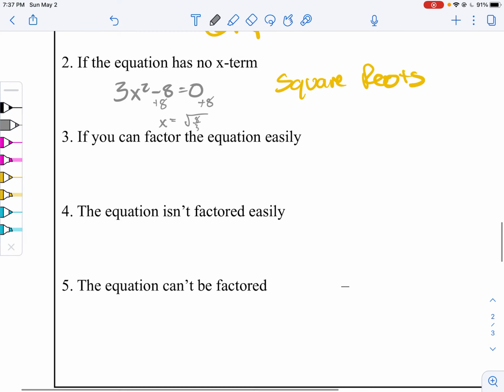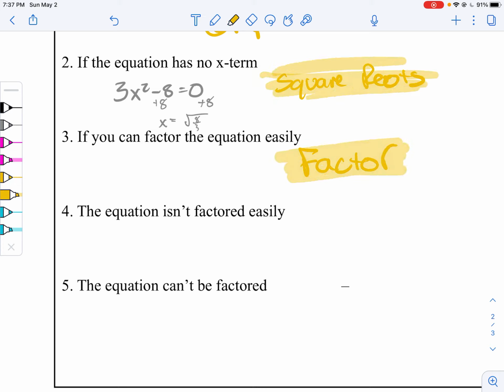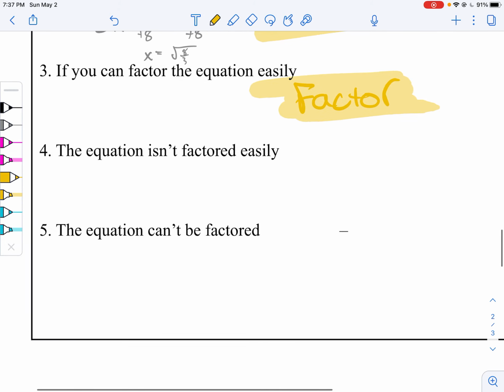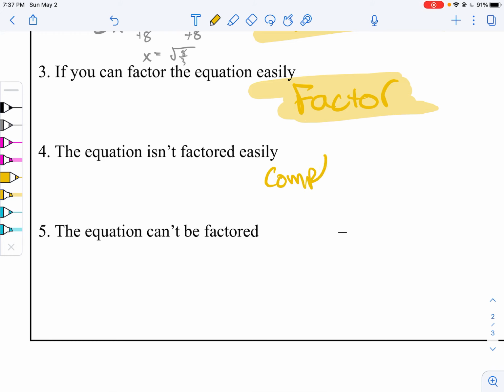If you can factor the equation easily, then by all means, factor it. Square roots and factoring are the 2 fastest ways, besides graphing, but graphing calculators are hard to find. So yes, square root it, factor it. It's amazing. If you can't factor it easily, you can go with completing the square. But completing the square is tricky because you really only want to do it when you have an x squared that has a 1 in front.